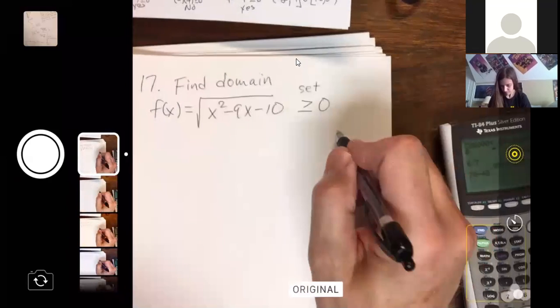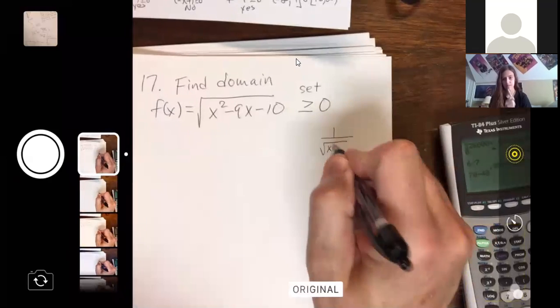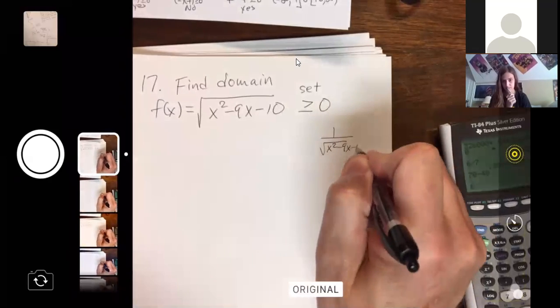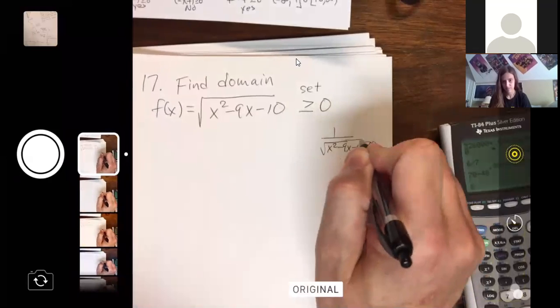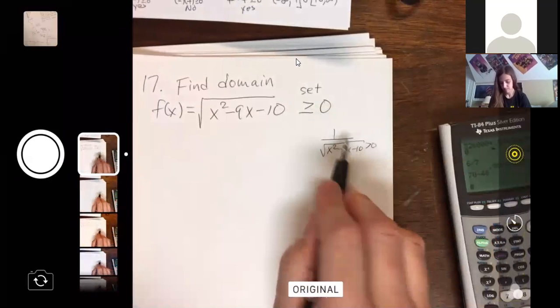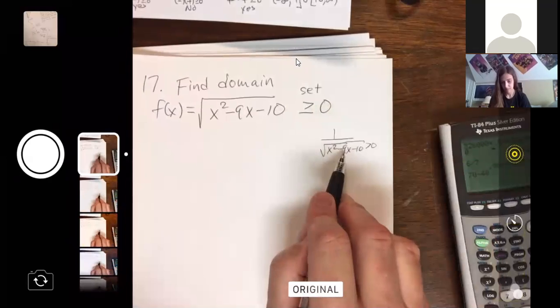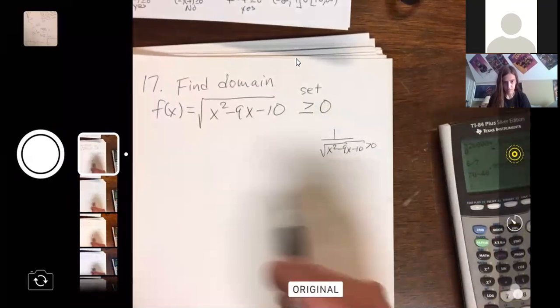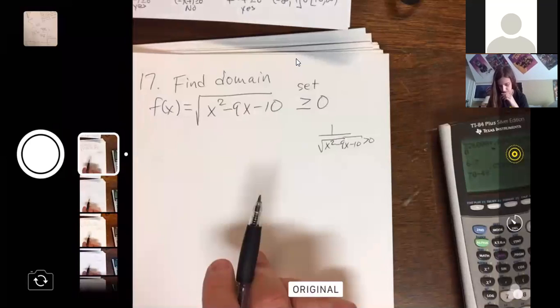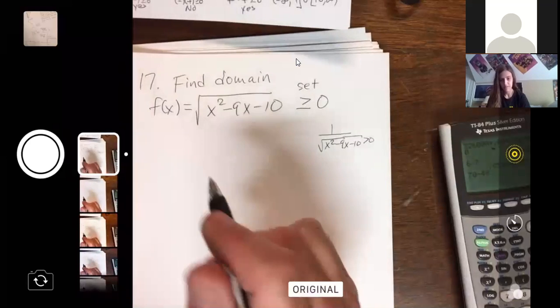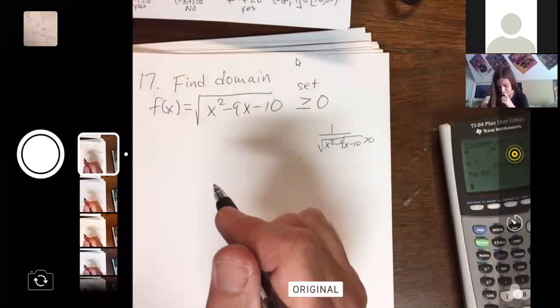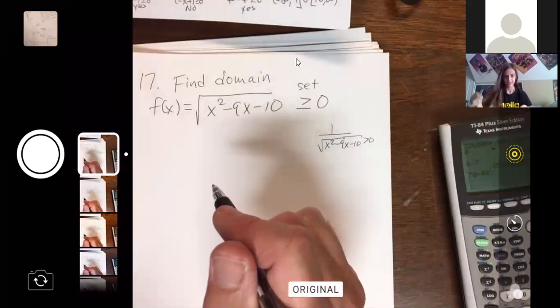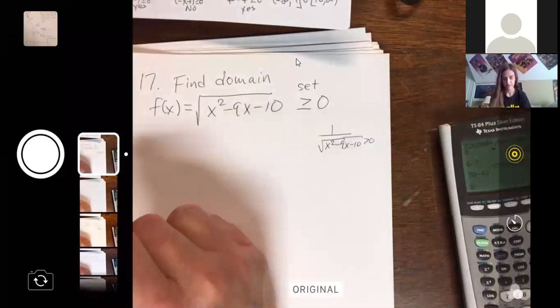Remember, if it was 1 over the square root of x squared minus 9x minus 10, it'd only be greater than 0. There'd be no equal to if this is on the bottom of a fraction, because then you'd be dividing by 0. I hope you remember that little technical detail. If it's on the top, it has... not ringing a bell? Oh, I think I'm remembering it now.